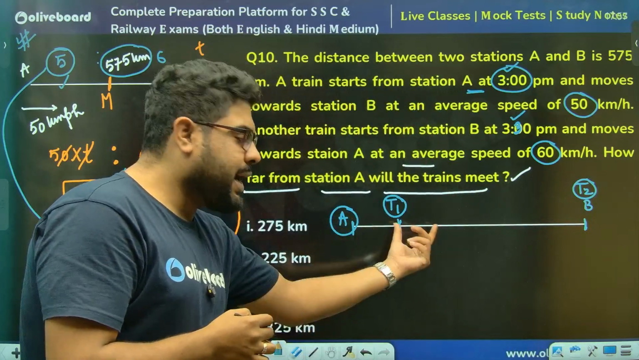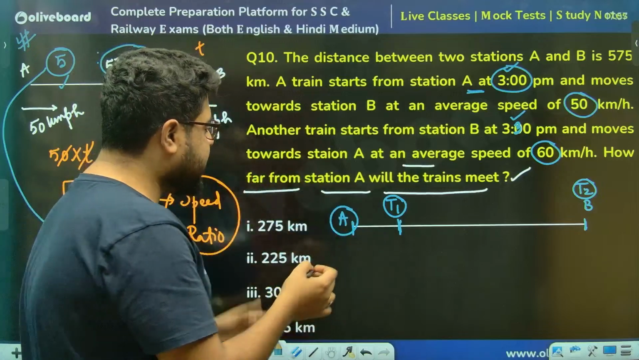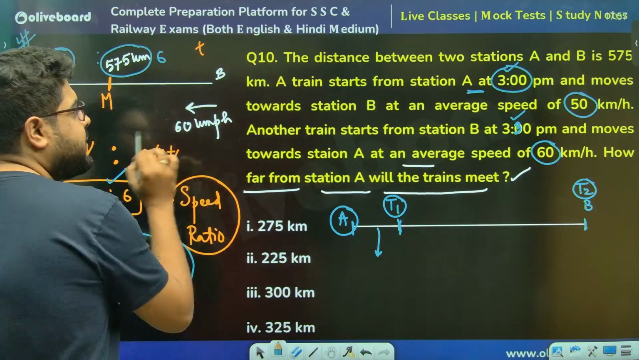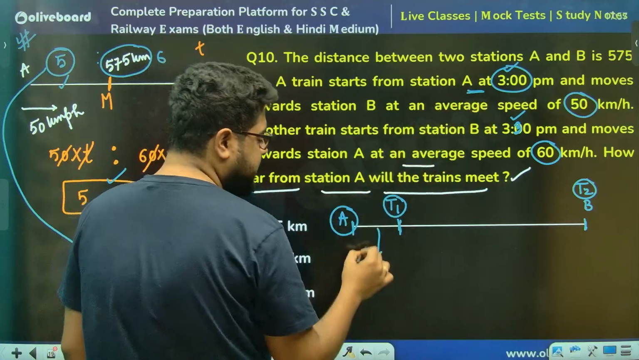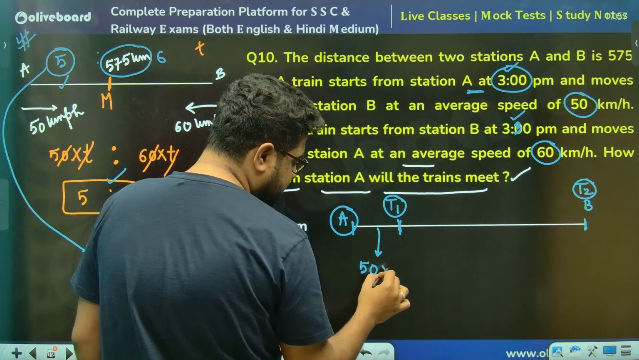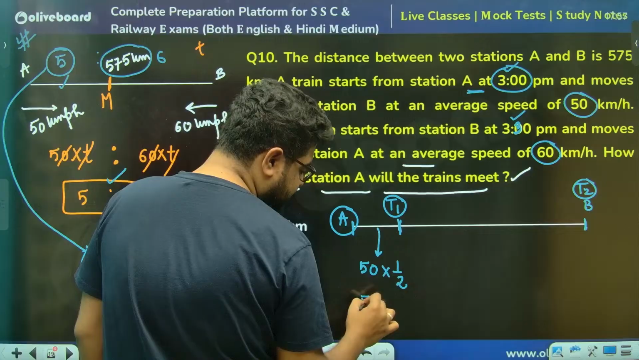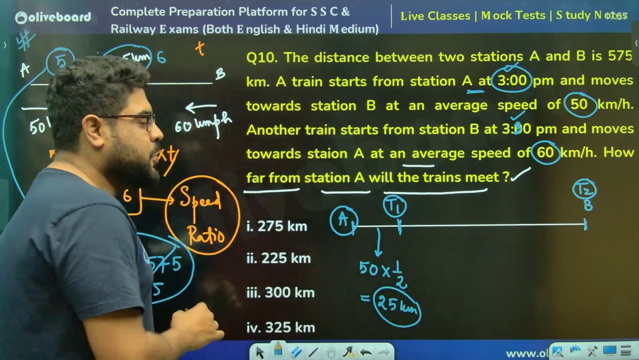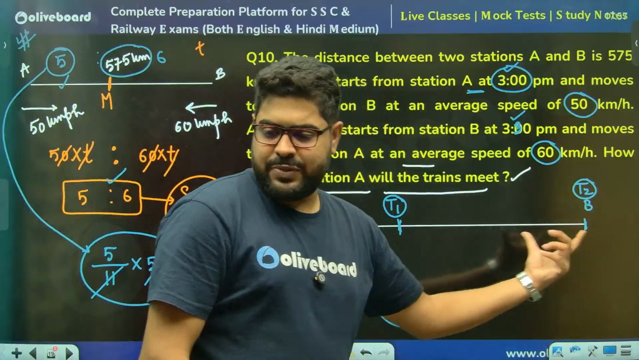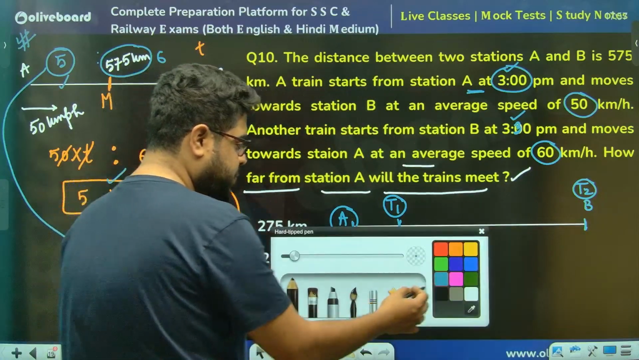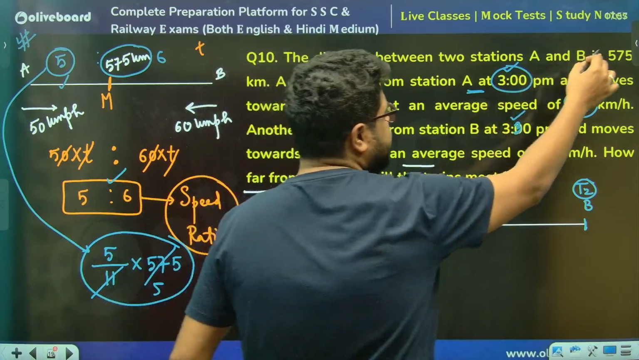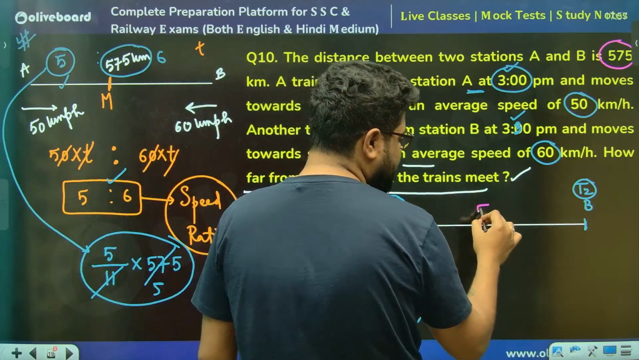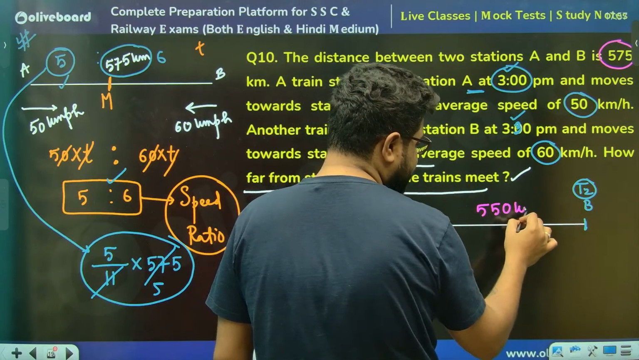So this one has come a little ahead. How much ahead, sir? Whatever is the speed of this train. Sir, what is the speed? 50 into half an hour, meaning it has traveled 25 kilometers. This length. So how much distance is between these two? Think. Total it was 575. Out of that, 25 it has come. So it is 550 kilometers.